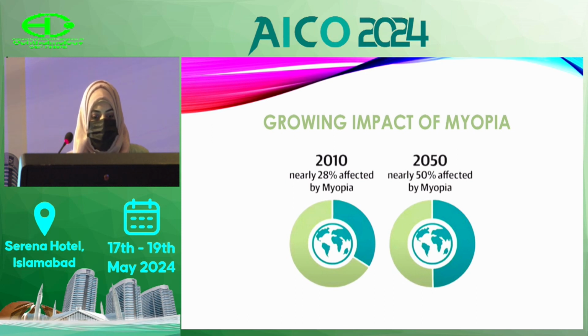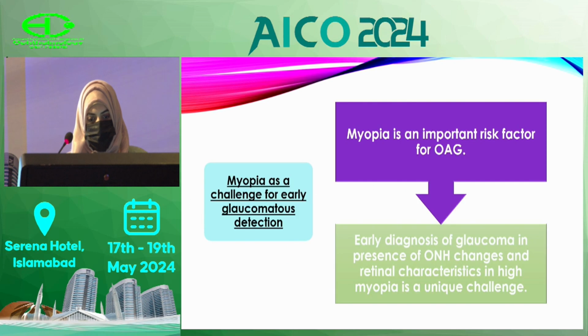This is the growing effect of myopia. In 2010, nearly 28% of the population was affected by myopia. In 2020, the projection increased, with nearly 50% of the population affected. Myopia is a challenge for early glaucoma detection. It is a risk factor for open-angle glaucoma. Early diagnosis of glaucoma in the presence of optic nerve head changes and retinal characteristics in high myopia is a unique challenge.